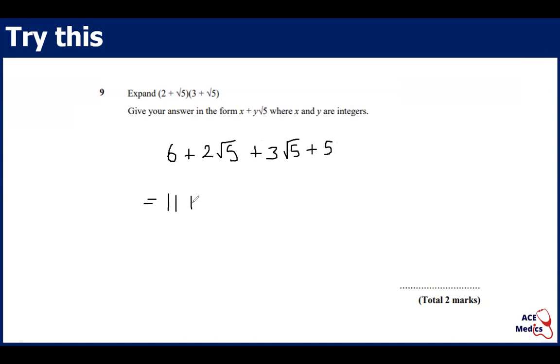2 root 5 plus 3 root 5 is 5 root 5. And that is our answer.